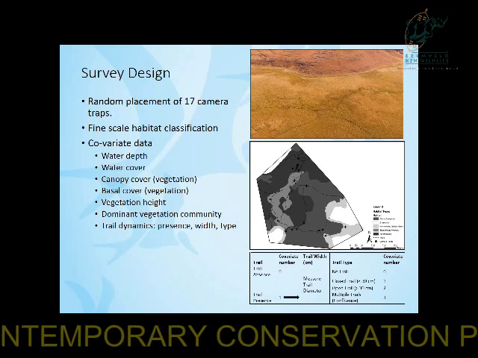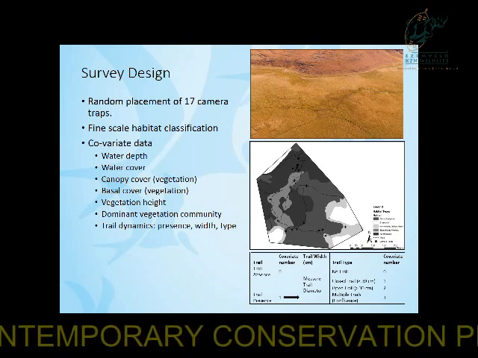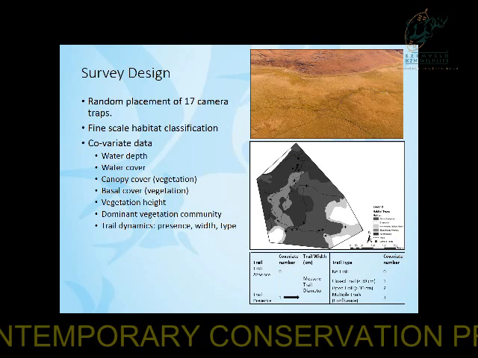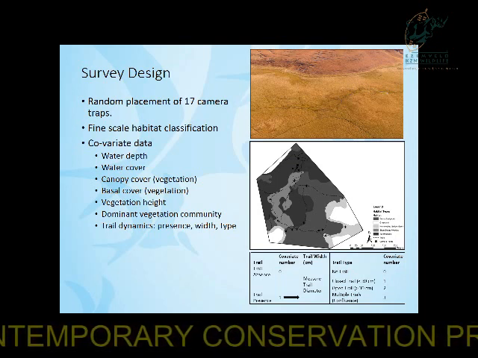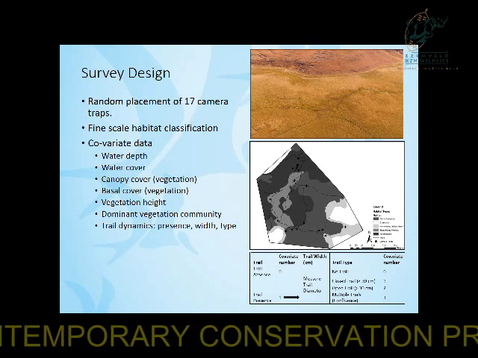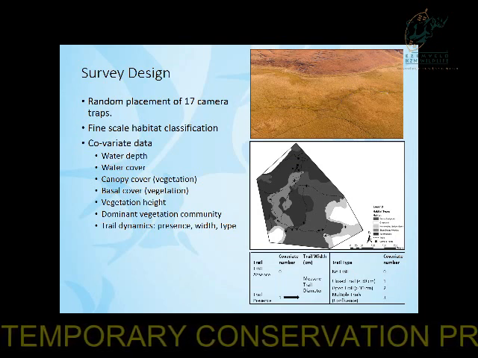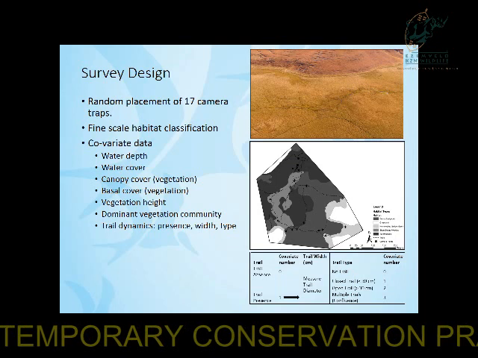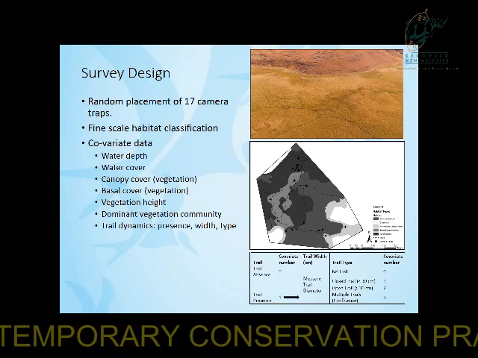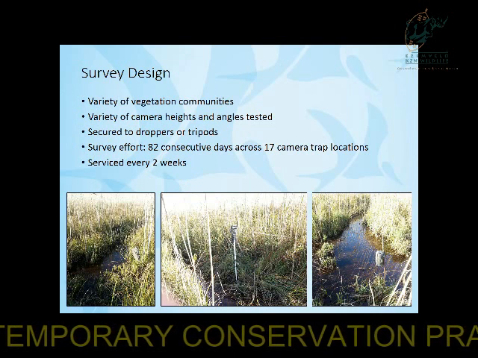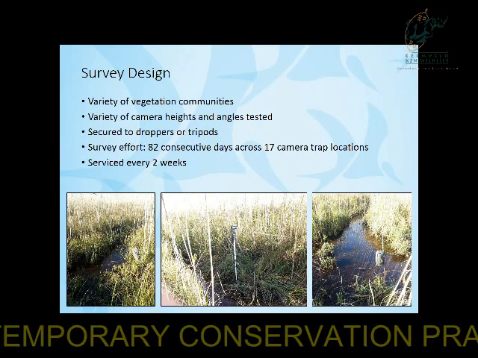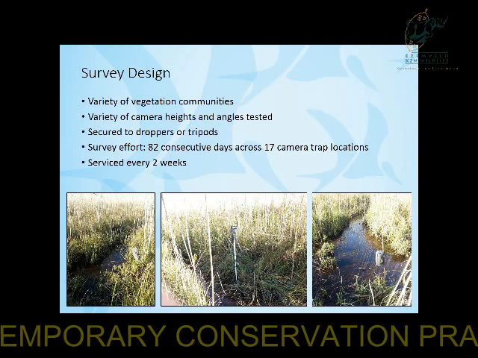And important to note, we also, prior to the study, mapped out the dominant vegetation communities, following Davies et al.'s recommendation, but we built on it, incorporating drone footage, which made classification a lot faster and a lot less labor intensive. In addition to that, we tested varied camera trap heights, as well as angles for varied focal distances.